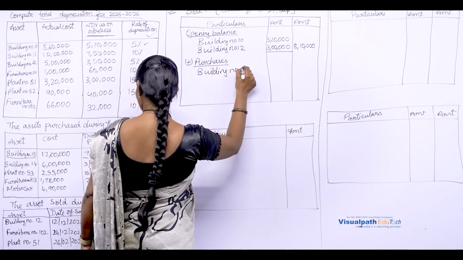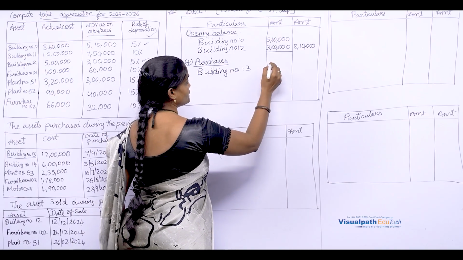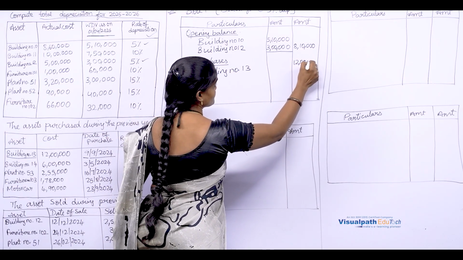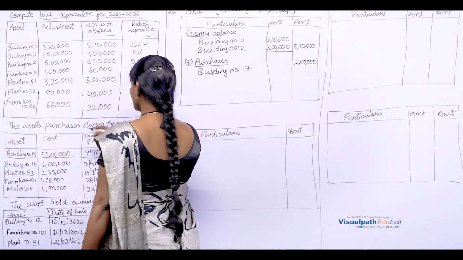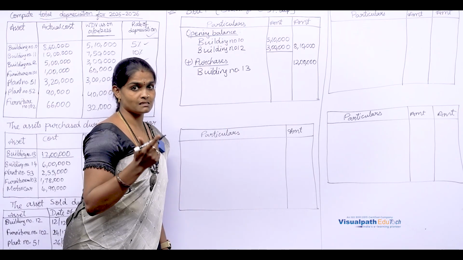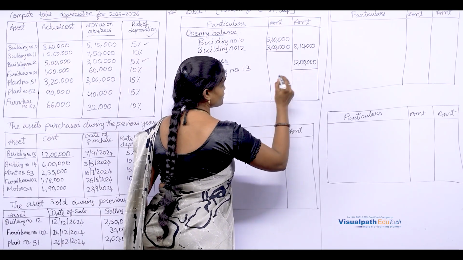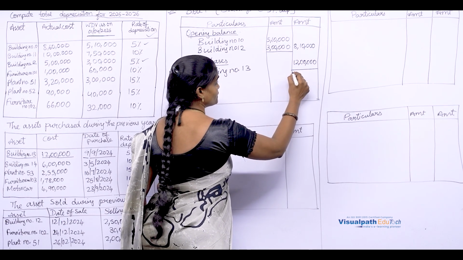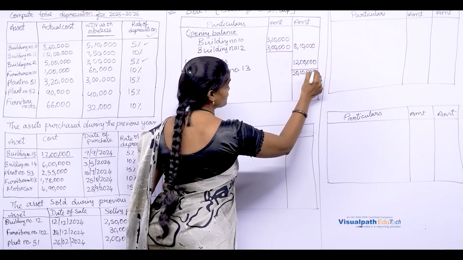Building number 13 whose value is 12 lakhs. Clear? Now add these two, opening balance plus purchases. 8 lakh 10,000 plus 12 lakhs. How much will you get? You will get 20 lakhs 10,000.